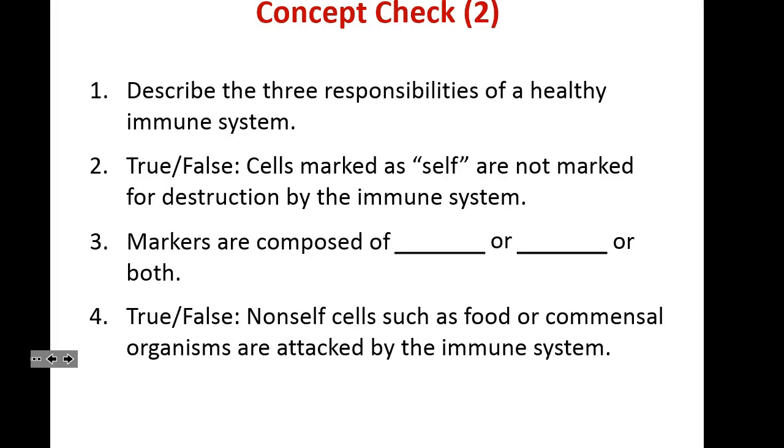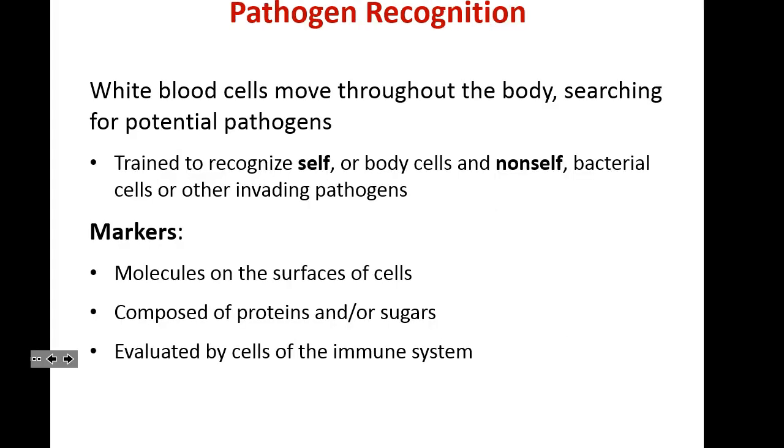Cells marked as self are not marked for destruction by the immune system. True or false? Cells marked as self, these are mine. They are not foreign pathogens. These are my cells. Are not marked for destruction by the immune system. True or false? True. Markers are composed of what? What are markers composed of? Okay, proteins and or sugars.